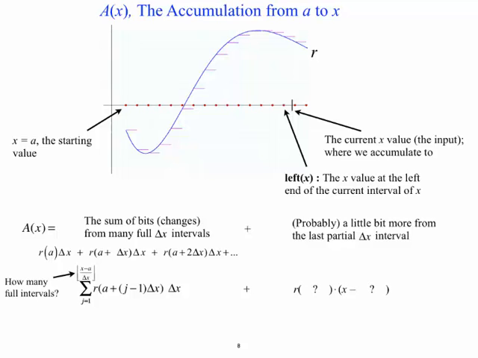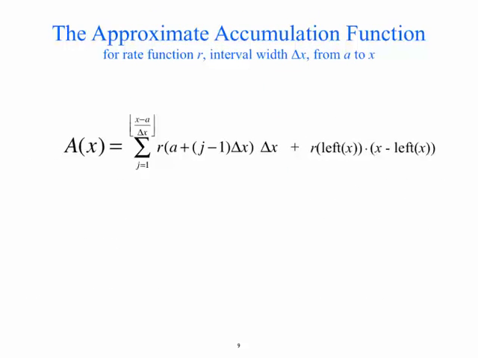And then we're going to have this little bit more, which will be R of left of x times that part, x minus left of x. So there's our accumulation function in one formula. Yeah, we looked at this like a month ago, and it probably hurt your eyes, but now we understand every part of it. So you will be working over the weekend on homework to keep understanding this. Okay?